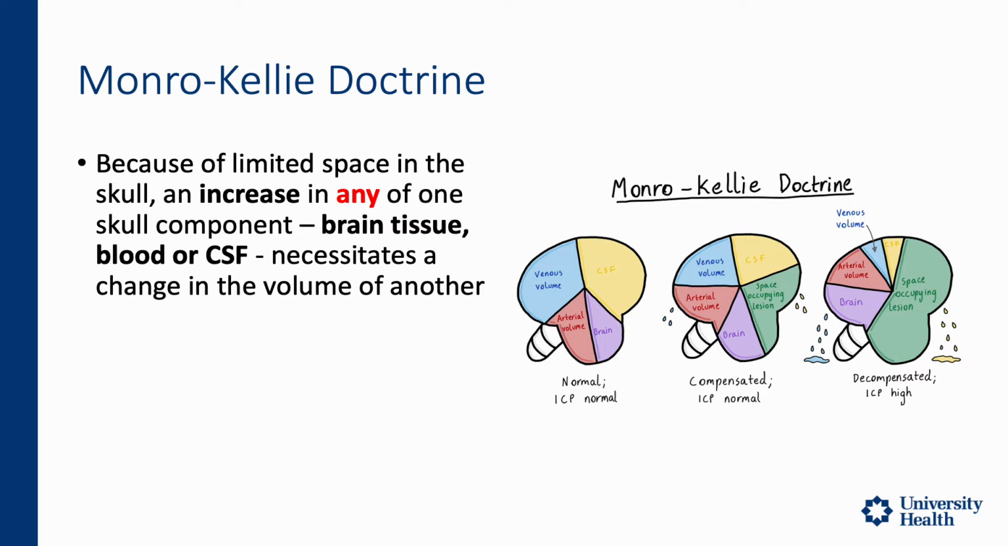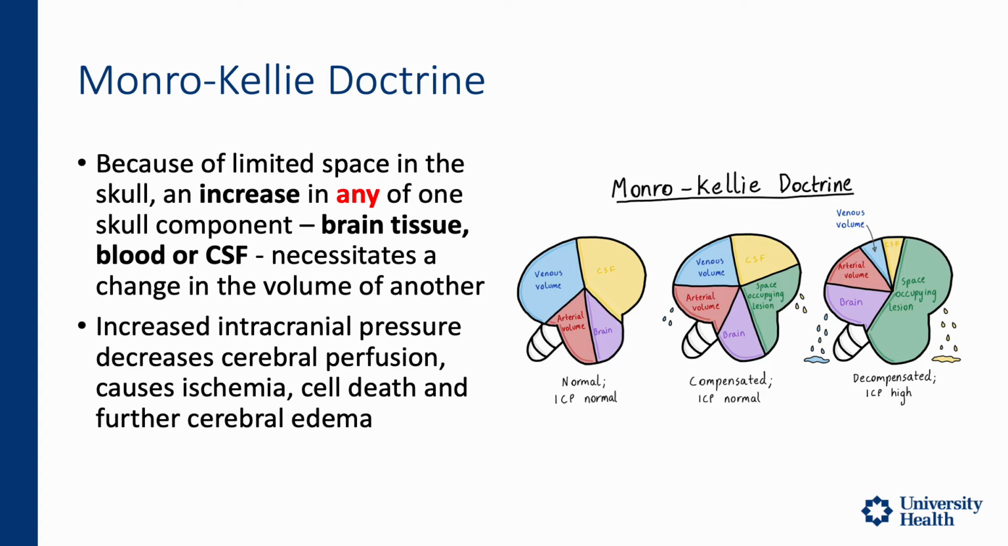Whether it's a bleed or a tumor, your brain can compensate for a little bit of time, right? So your intracranial pressure is normal. But if that lesion starts getting larger, as you can see in that last image, it starts compressing everything else, okay? And that's where your cerebral autoregulation becomes decompensated and you start having high intracranial pressures. So as you can see, any increase in any one of the skull components, brain tissue, blood, cerebrospinal fluid, basically necessitates a change in the volume of another.